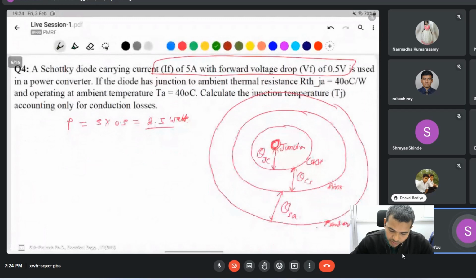And here the circuit diode is carrying a current of 5 ampere. You find the power. Power is the same in thermal and electrical. You can use the power.